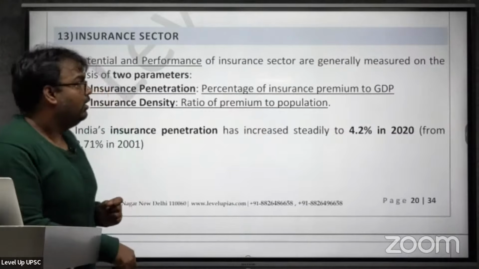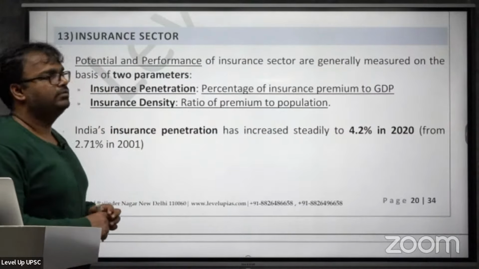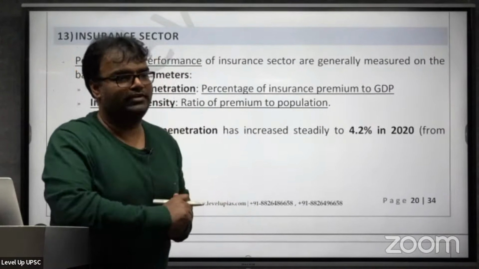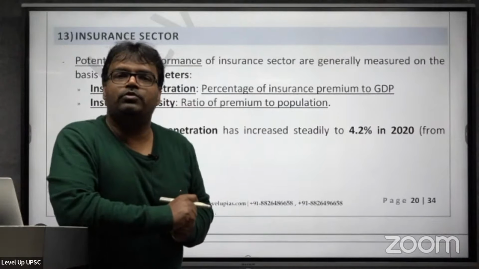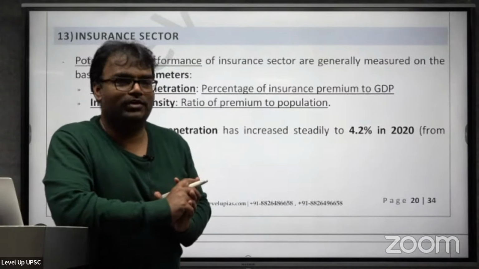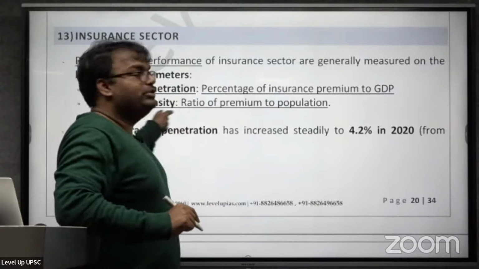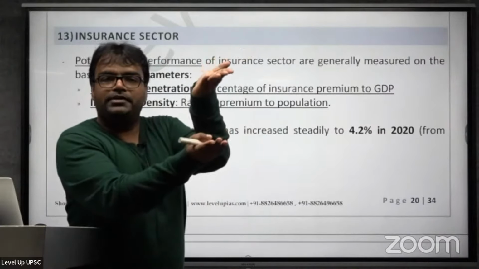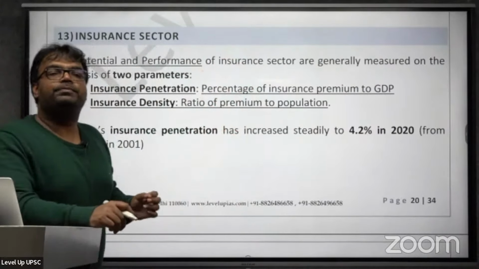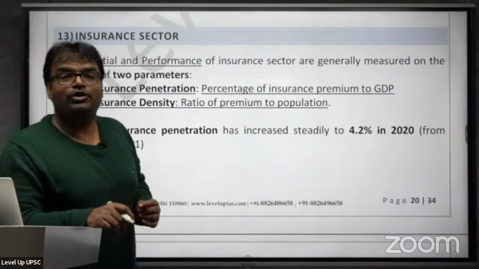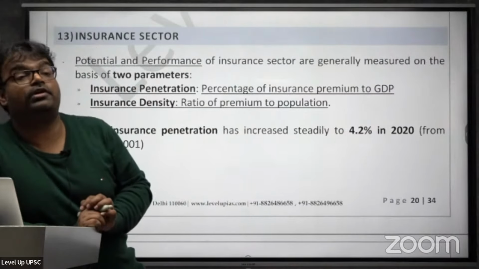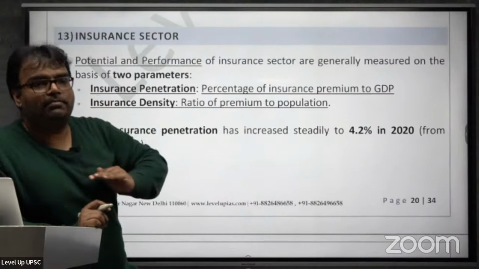Okay. What is insurance density? Total premium amount divided by population of the country. If the total premium amount, let's say, is 1,000 crore rupees, population of the country is 100 crore. So insurance density would be 1,000 crore divided by 100 crore. What is it? 10. Insurance density would be 10. So it basically tells you on an average, how much is an individual paying for insurance in your country. Total insurance premium divided by population.